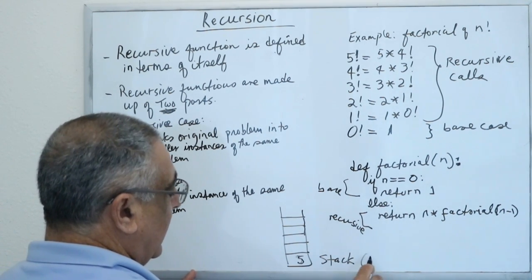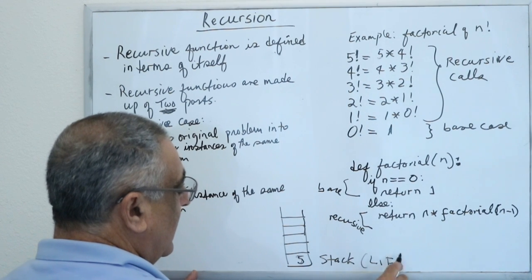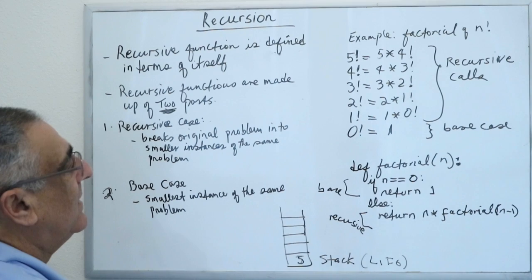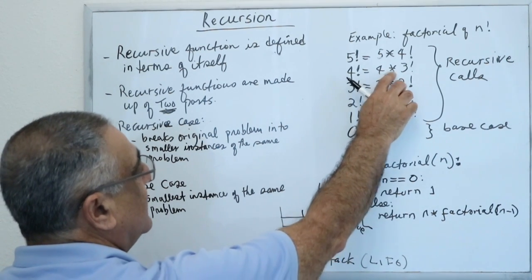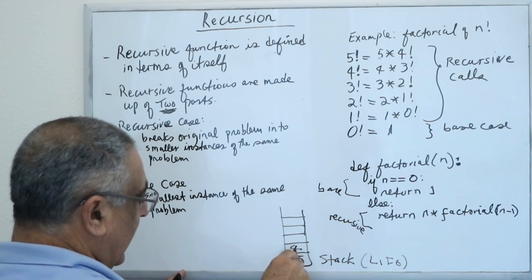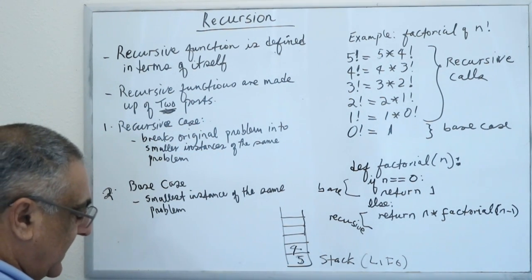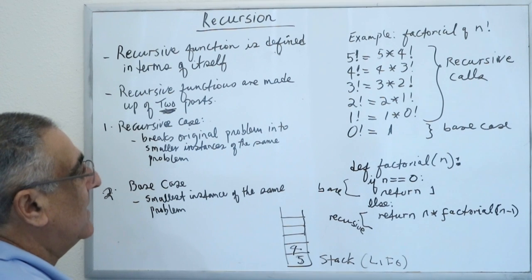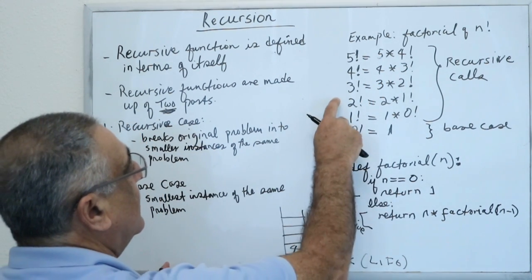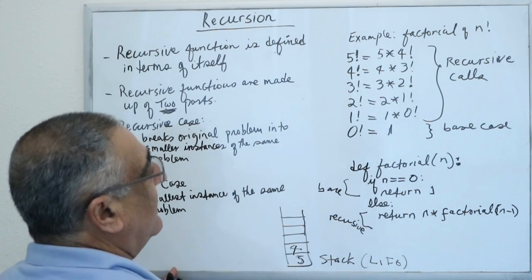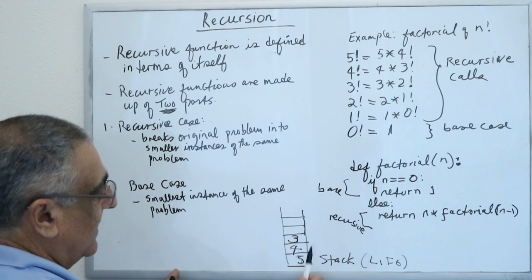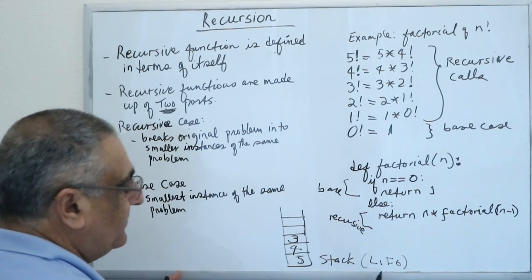As you can tell, stacks are last in, first out. So 5 goes into the stack. Now it tries to figure out what 4 factorial is. 4 factorial is 4 times the factorial of 3, so the 4 goes into the stack. That's why we implement a stack, last in, first out. Now it looks at 3 factorial. Well, what is 3 factorial? It's 3 times the factorial of 2. Take the 3 and push it into the stack. See how my stack grows? That's why they call a stack a dynamic data structure.